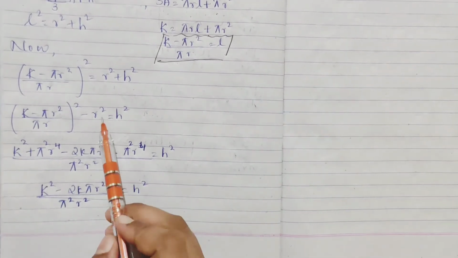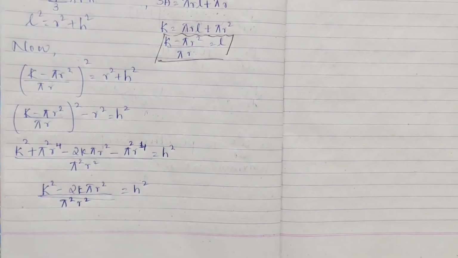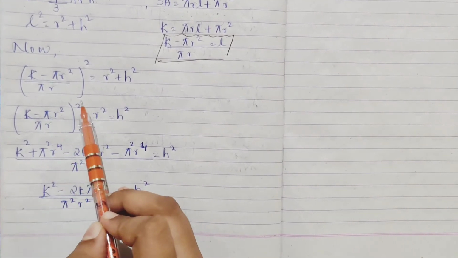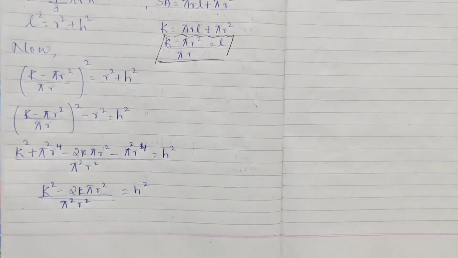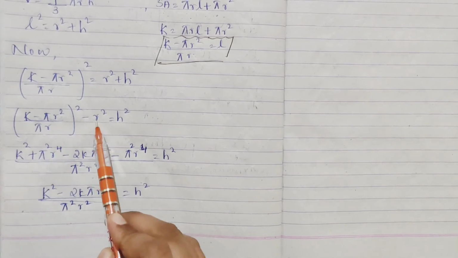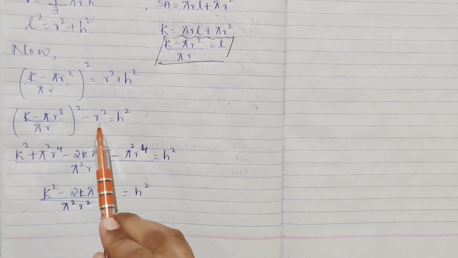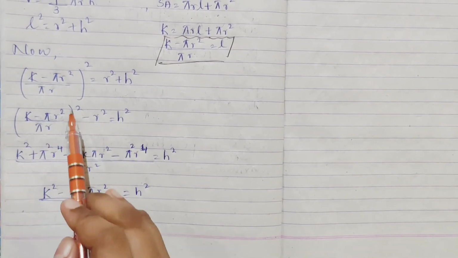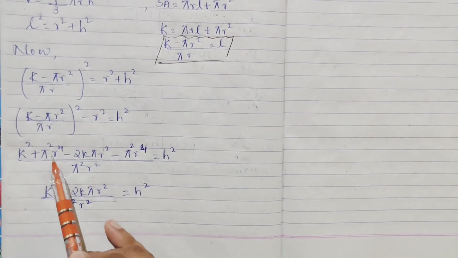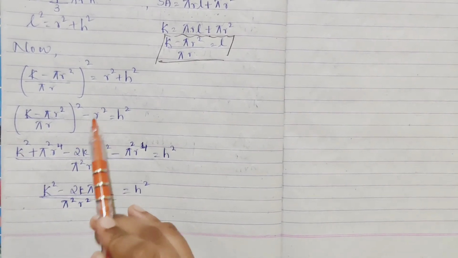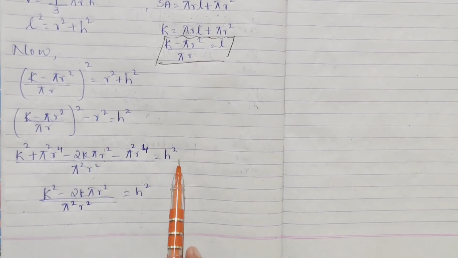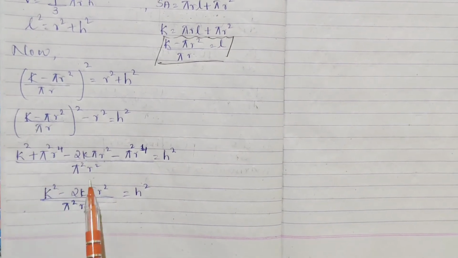So I have substituted here l square equals r square plus h square, so we will find our h value. I have taken r square to the other side. Now here you see k minus pi r square whole square over pi square r square. Taking the LCM, it becomes pi square r square. Split the a minus b whole square: you get a square plus b square minus 2ab. So it becomes pi square r to the power 4, and so on, equal to h square, all divided by pi square r square, because we have taken the LCM.